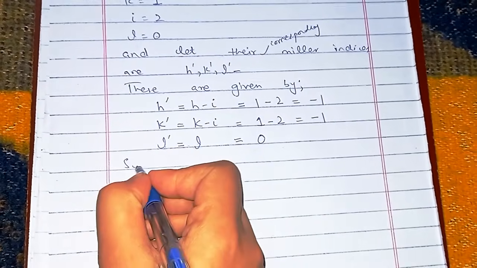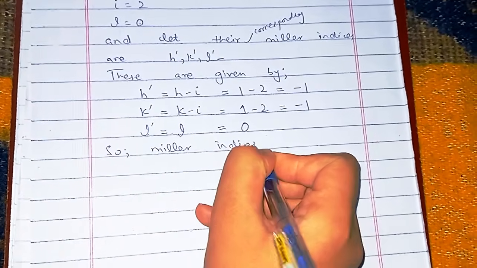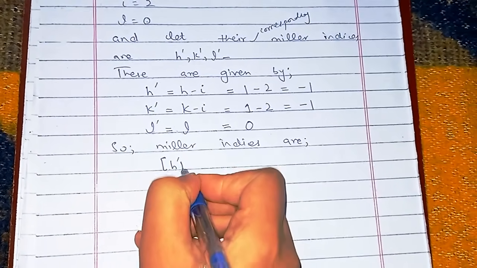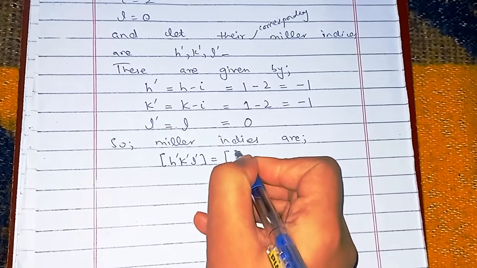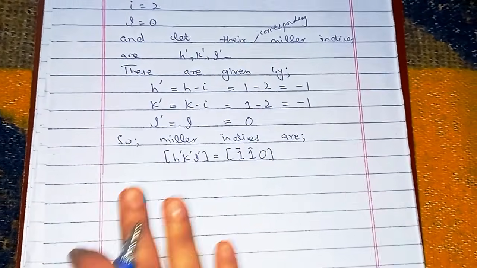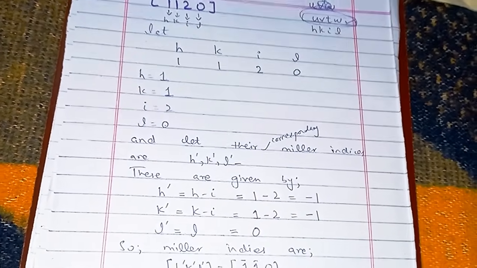Okay, so the Miller indices, we can write them in brackets as well. H prime, K prime, L prime, that is equal to 1 bar, because it's negative, 1 bar and 0. We have successfully calculated or converted Miller-Bravais indices into Miller indices.